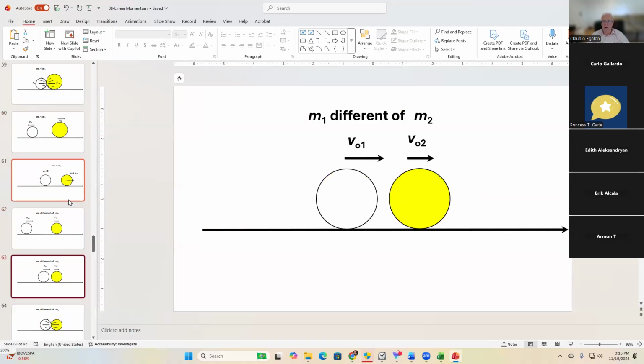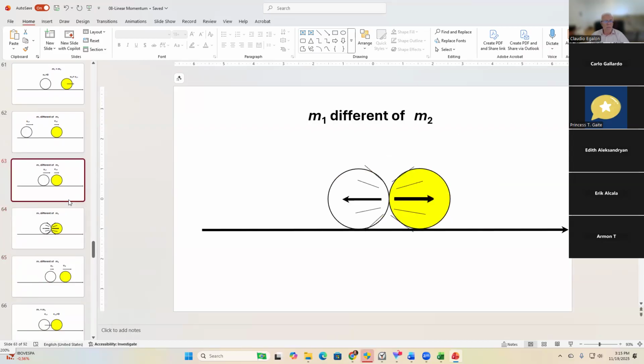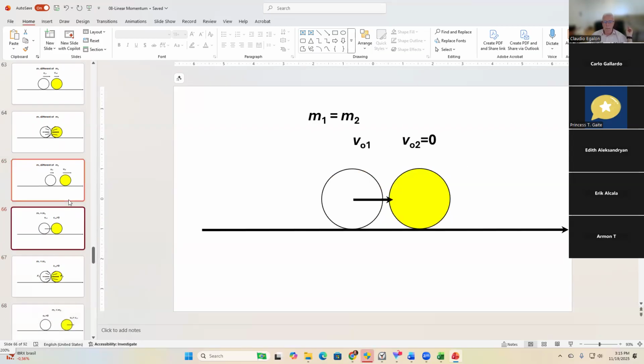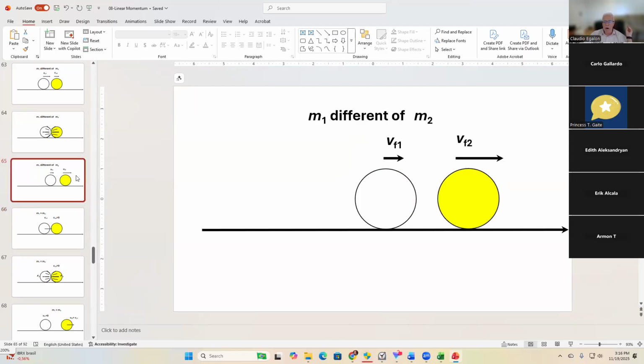And then you have other situations. Here's another situation. Objects with different masses M1 and M2, initial velocity of 1, initial velocity of 2. Now object number 2 does have a velocity. It collides, and it slows down the first one, right? Depending on the mass, the object can either bounce out, like we saw before, or propagate in the same direction, depending on the mass.